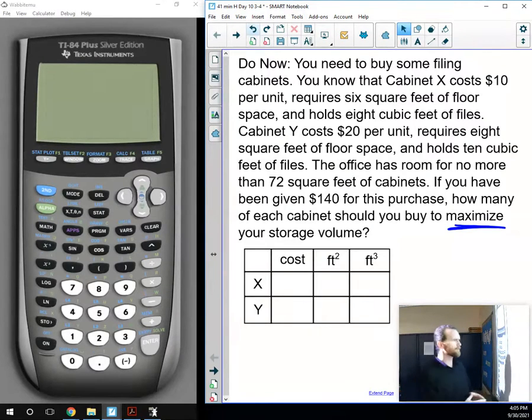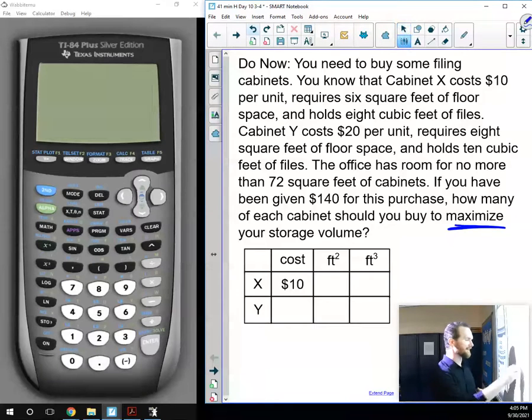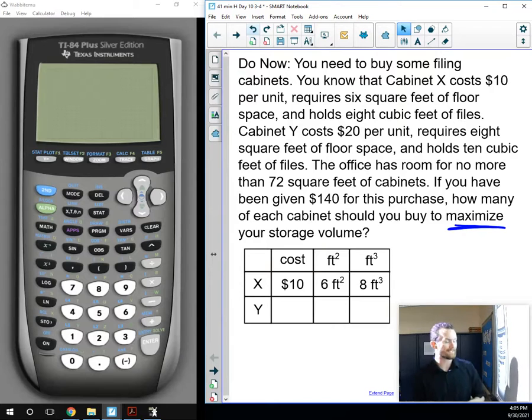So cabinet X, the cost is $10, so hopefully you put $10 right there. The square feet, remember, you don't say feet squared, it's square feet, that's what that means right there. The square footage for cabinet X is 6 per cabinet, and it holds 8 cubic feet of files. So that's the volume of those cabinets. Then cabinet Y, the cost is $20. The square footage is 8, and it holds 10 cubic feet. So hopefully that's the chart you came up with.